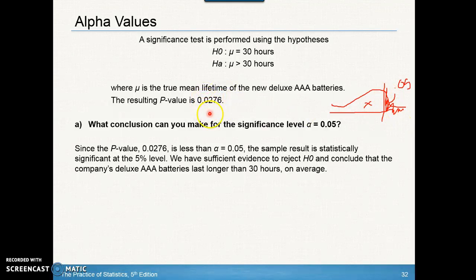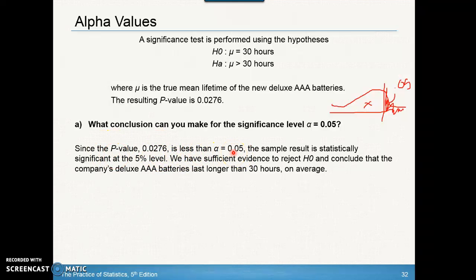So if you take a look at this probability, 0.0276, if I start on the left-hand side of the curve, that's going to end up, this is 5% of the curve, this is only 2% of the curve, so that's in this rejection region and hasn't quite hit in the 95% of the region where we're failing to reject the null.